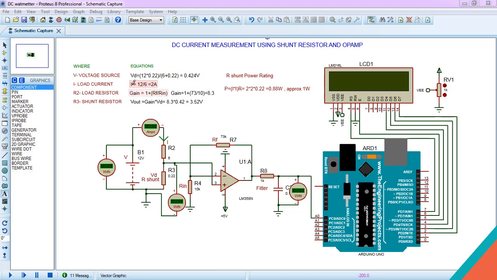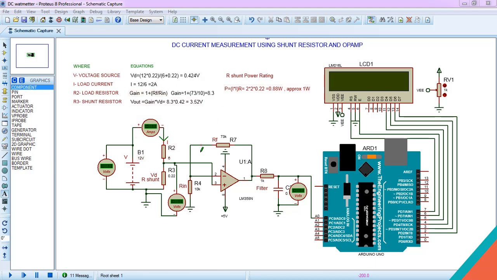What about the load current? The load current is simply given by taking the voltage source divided by the load resistor. So it's 12 divided by 6, we'll get 2 amps.